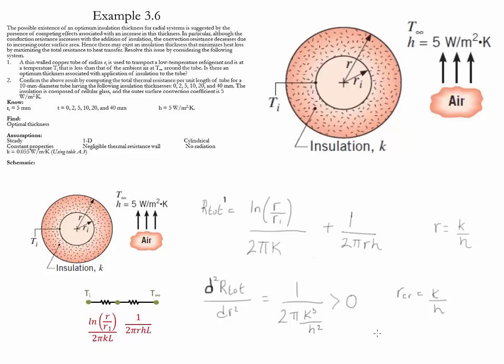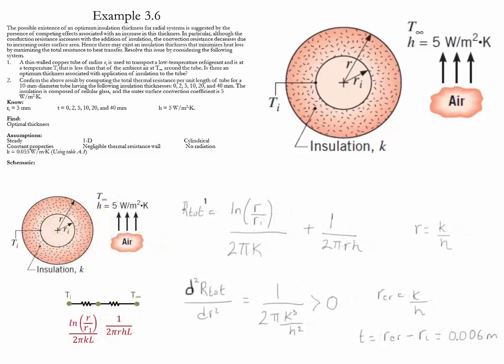By knowing this, we could find that the thickness of this particular application is going to be R critical minus the inside radius, and that is going to give us a value of 0.006 meters.